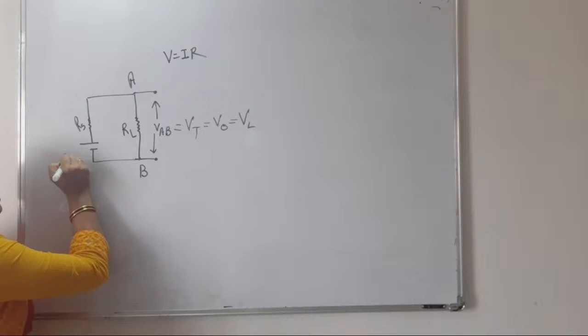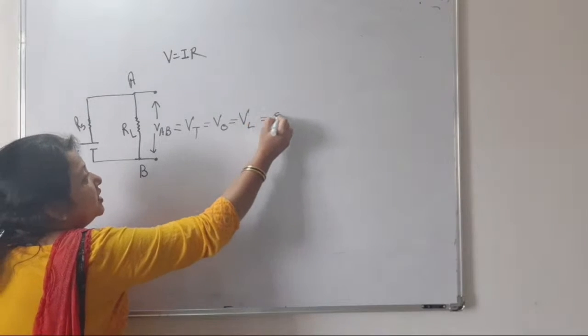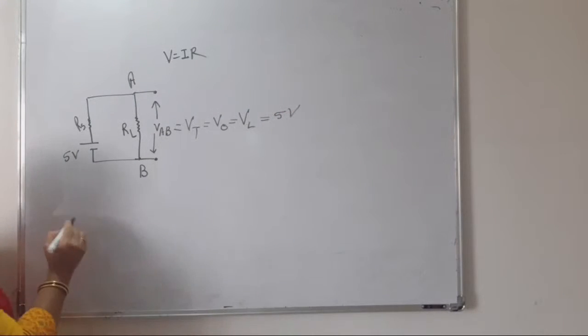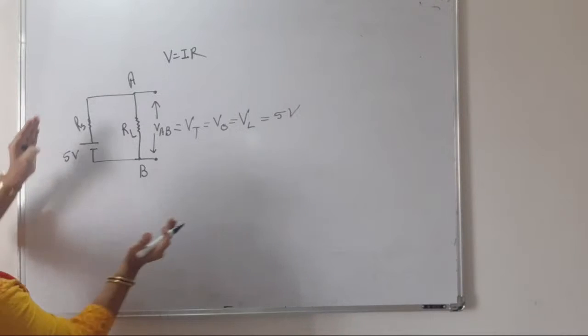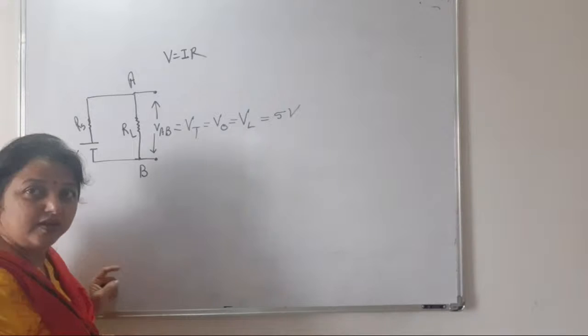Suppose we connect here a 5 volt battery, then what do we expect? All these voltages near about exactly 5 volt. But what happens exactly? ही diagram मी आता थोडी अशी काढणार. Listen carefully, all of you.